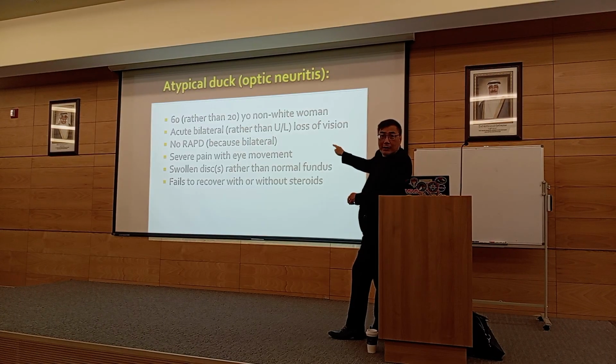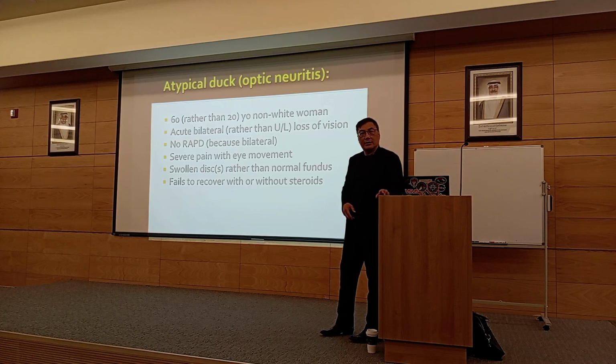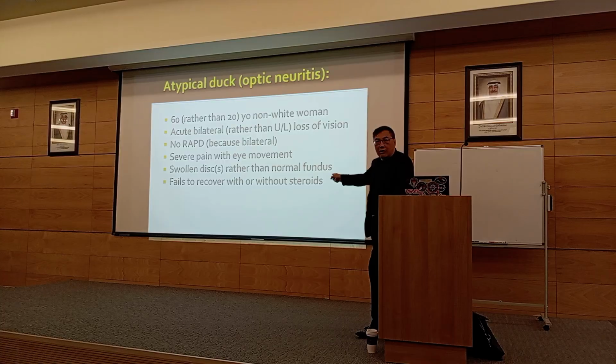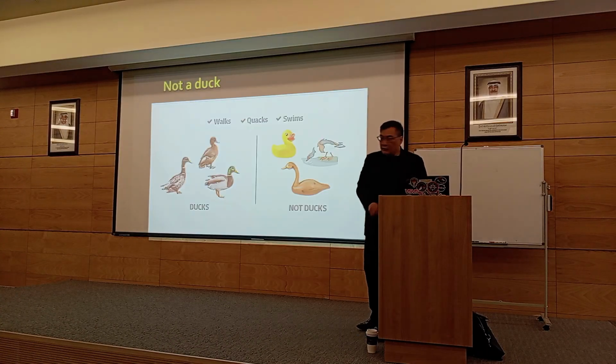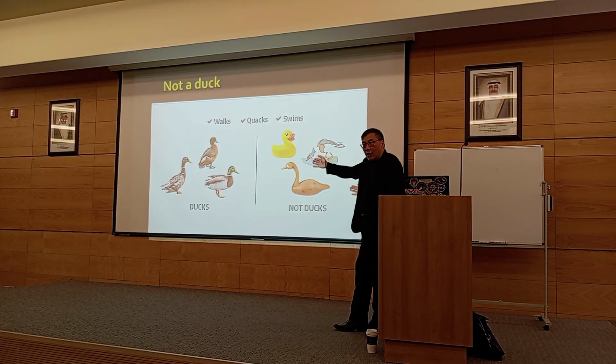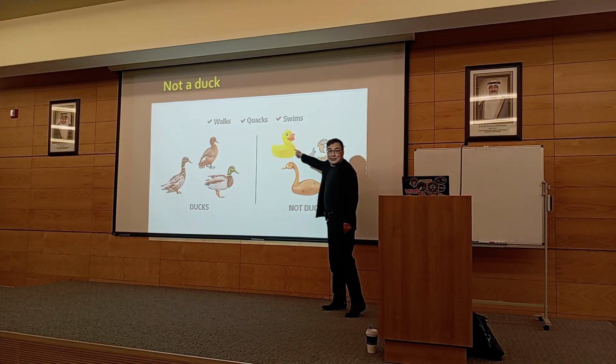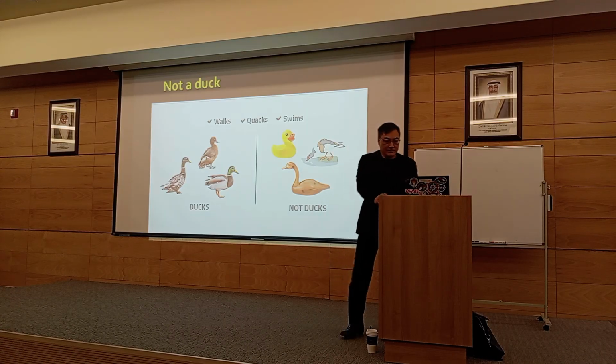If it's bilateral, there might not be an RAPD. Severe pain with eye movement. You got to be thinking about apoplexy and ophthalmic aneurysm. Remember that? Ball of fire person. The disc is swollen. That's not good. Okay? It doesn't get better. All these are bad. Not quacking right. So of course you need to know about what a duck walks like, quacks like, and swims like. That's not a duck. That's not a duck.